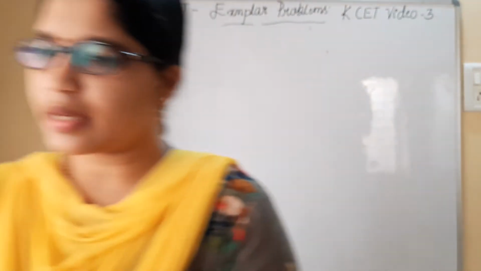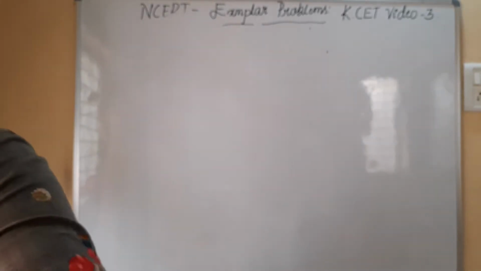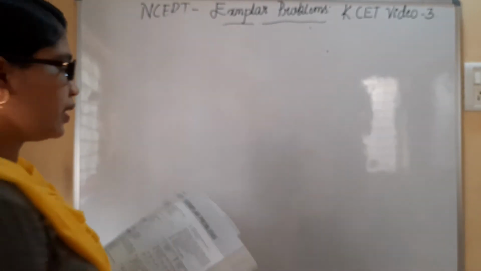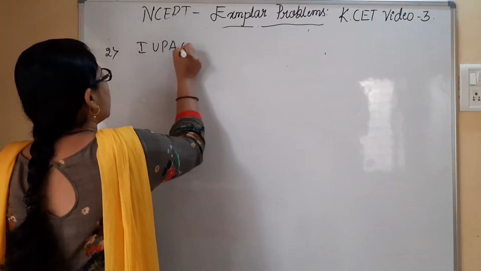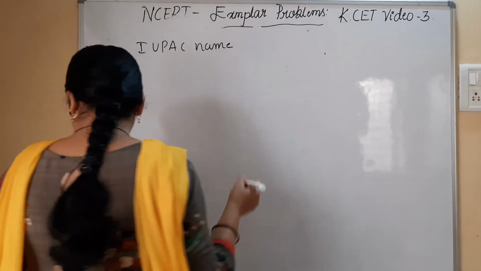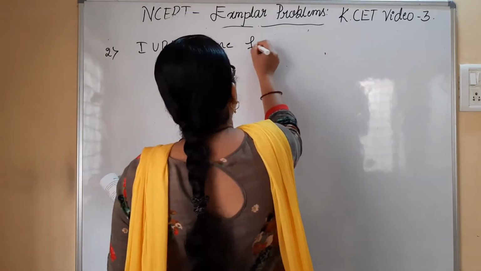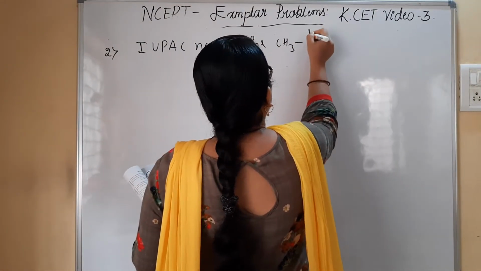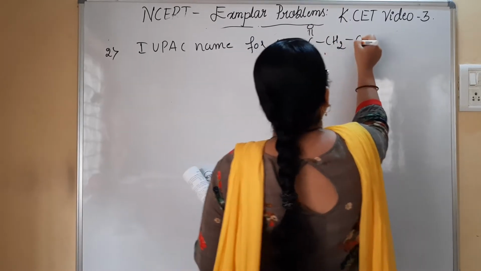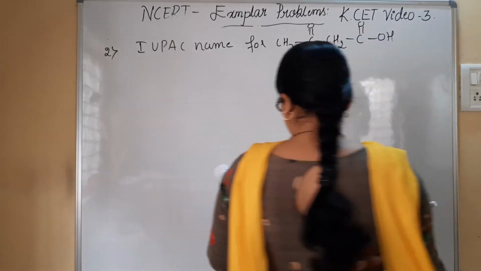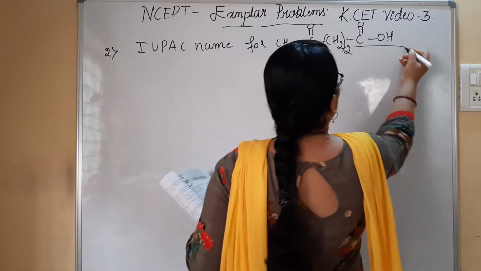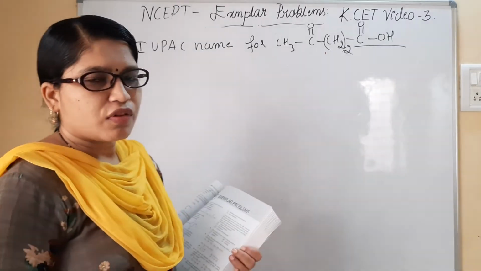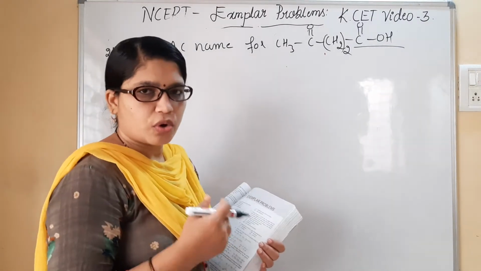So let me consider the second problem here, that is the IUPAC name for this structure. The structure is being given. This is the exemplar problem that I am writing here. It is the second one, IUPAC name for CH3 C double bond O, CH2 CH2 C double bond O, OH. So 2 CH2 are there. Here I have the functional group carboxylic acid. As I have the carboxylic acid functional group here, 4 options are being given.